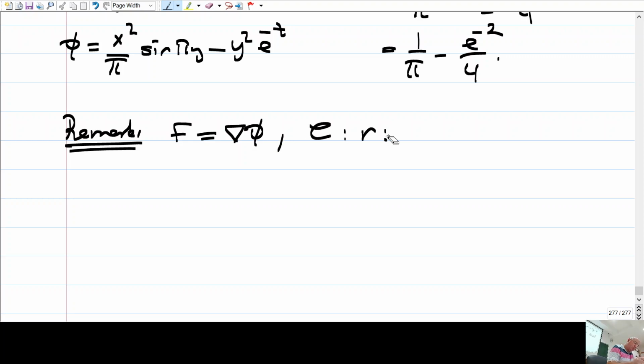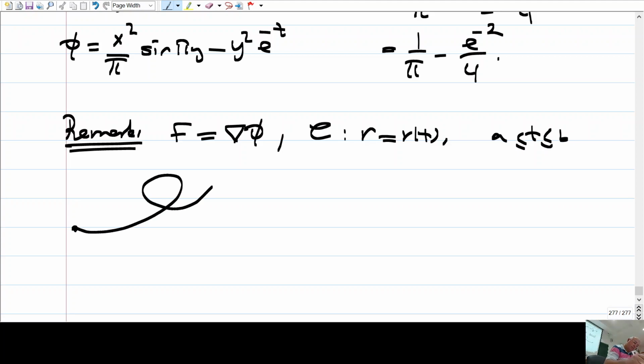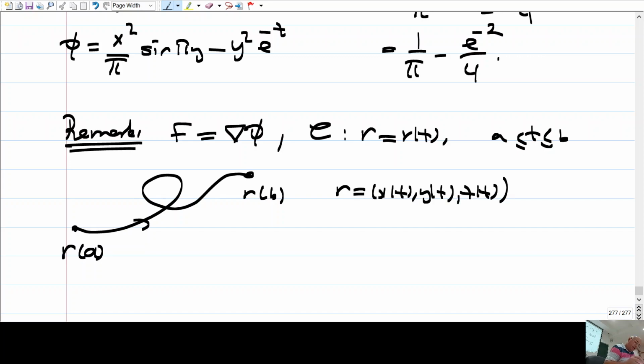R of t, t goes from a to b. So we have a curve C, from r(a) to r(b). Say this curve has components x(t), y(t), z(t). Then dr is just x prime, y prime, z prime dt.